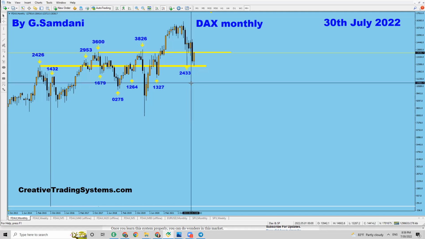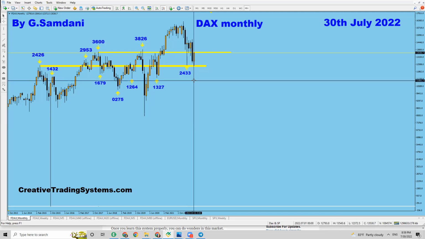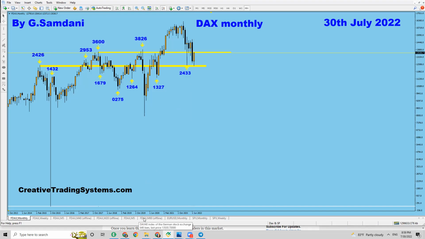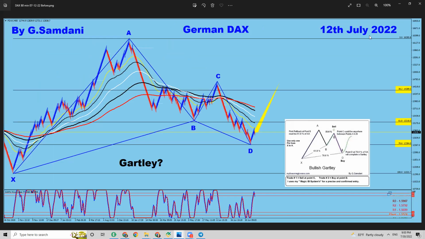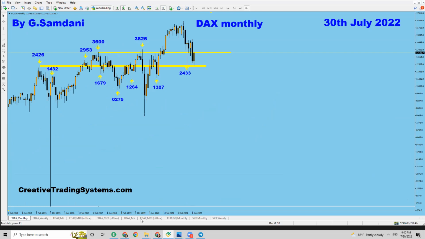And this candle started, let me see, July 1st actually, right? Let me see if I have a chart here. DAX, yeah, okay, this is the chart. See, 12 July. So it bounced from here. So that's where I made this chart.